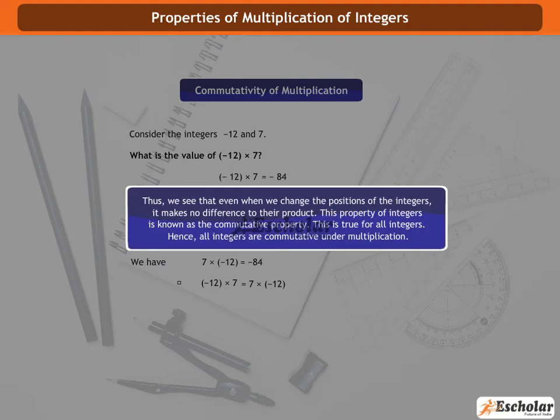Thus, we see that even when we change the positions of the integers, it makes no difference to their product. This property of integers is known as the commutative property. This is true for all integers. Hence, all integers are commutative under multiplication.